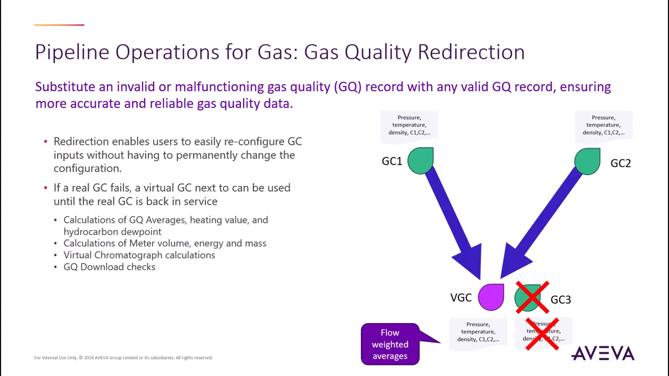The diagram shows how a virtual chromatograph is used as a backup source for gas quality 3 to replace the failed gas quality. Once activated, the connected meter to gas quality 3 will receive its gas composition from the backup source of the virtual chromatograph.